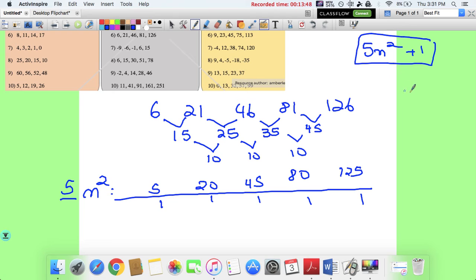Let's see if it works. So let's pick 4. 5 times 4 squared plus 1. That should give us 81, right? Because that's our fourth term. So 5 times 16 plus 1. 5 times 16 is 80. Plus 1 equals 81. Check.